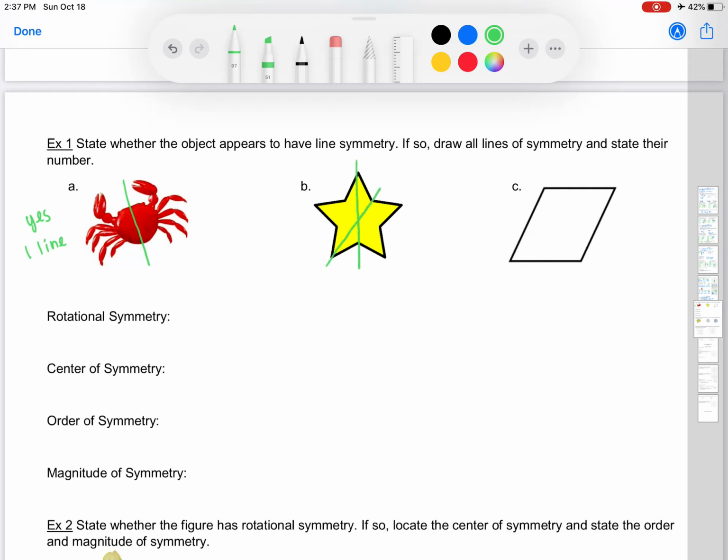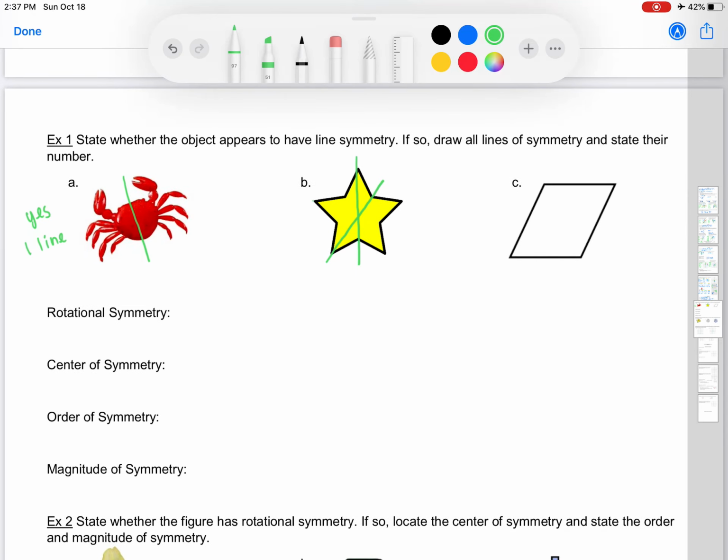For B, there is a line of symmetry through every point on your star. Because this is a regular figure, through every point, I have a line of symmetry. So since I have 5 points on this, I have 5 lines of symmetry.